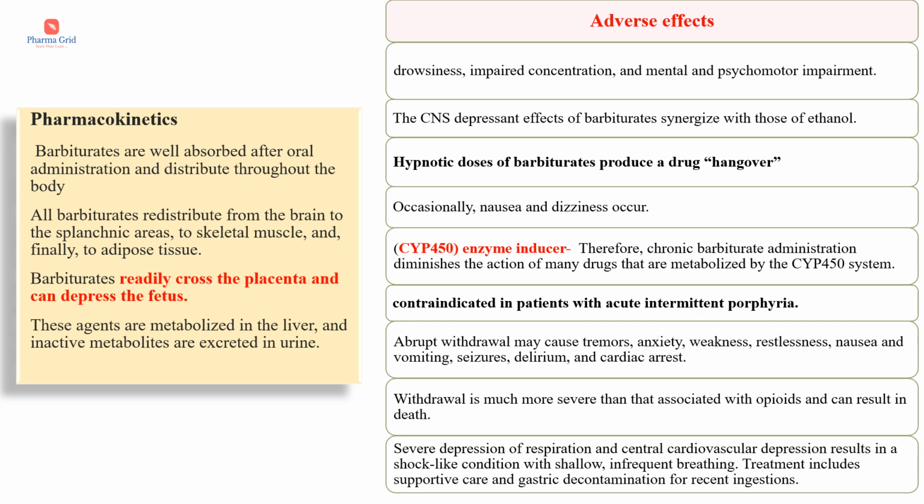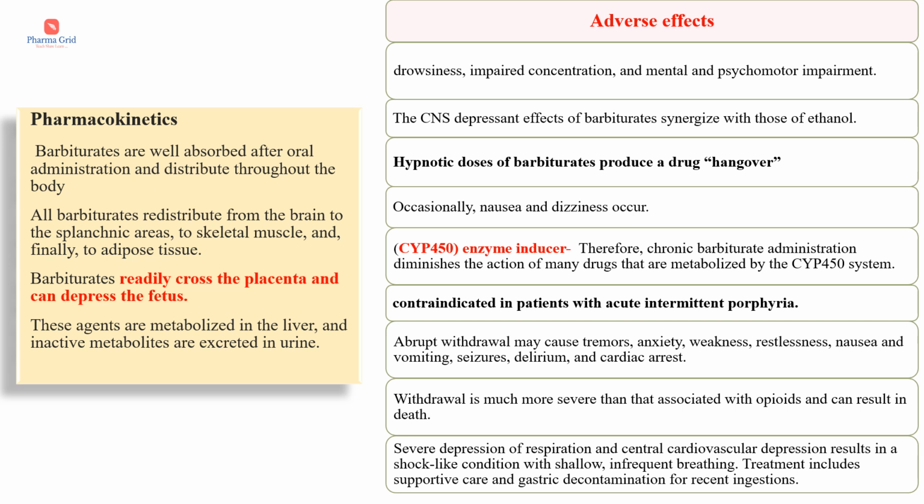Then one more point is that barbiturates are contraindicated in patients with acute intermittent porphyria. What is this acute intermittent porphyria? It is a genetic disorder, a metabolic disorder affecting the production of heme. So what is this porphyrin? Porphyrin is a metabolite of hemoglobin. These barbiturates will increase the synthesis of porphyrins. Okay, so hence these barbiturates are contraindicated in patients with acute intermittent porphyria.